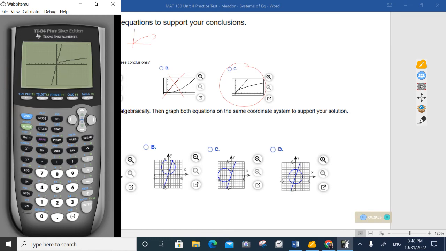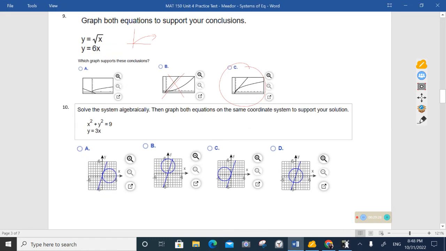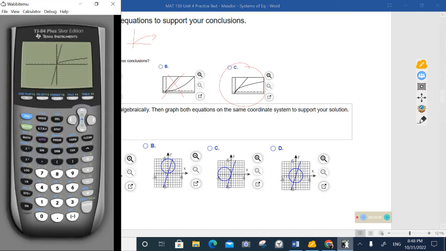Well, look at this. Look at the graph that they gave you. It has been zoomed in.